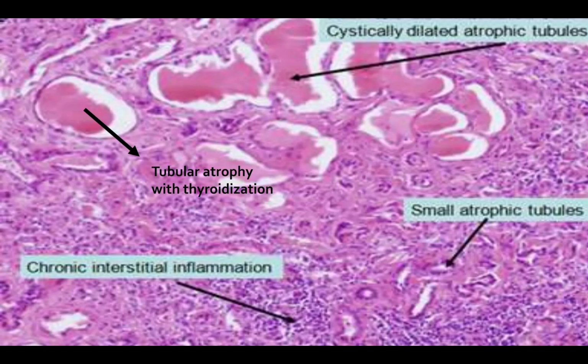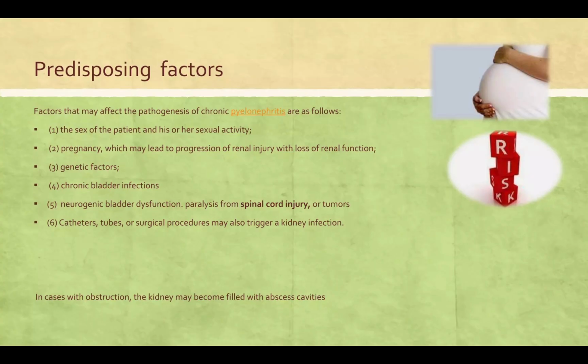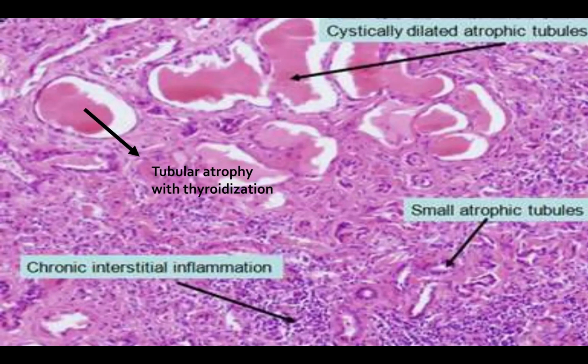You are also seeing the chronic interstitial inflammation, in which the lymphocytes and plasma cells infiltrate will be there. And as I have explained earlier, the small atrophic tubules will also be there. These are the small atrophic tubules.